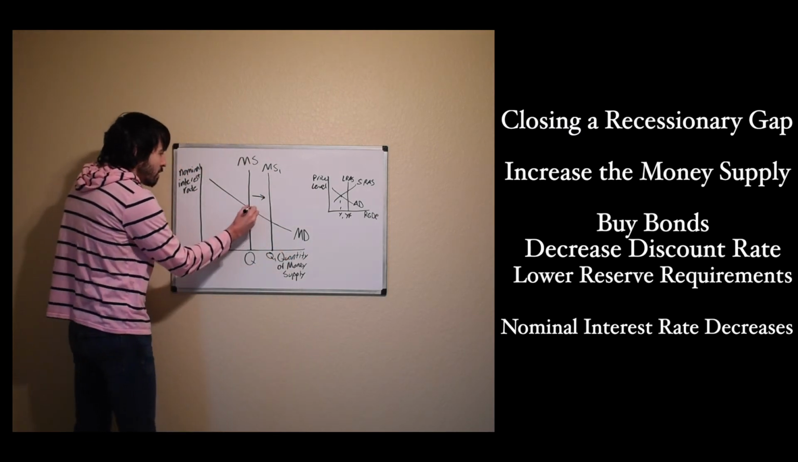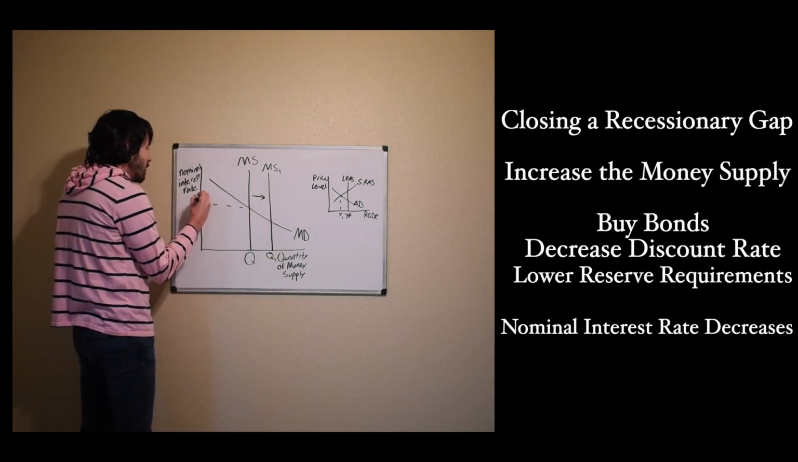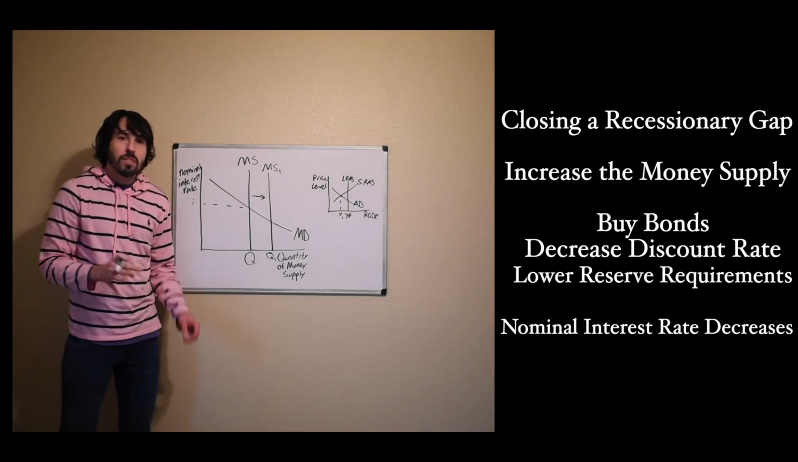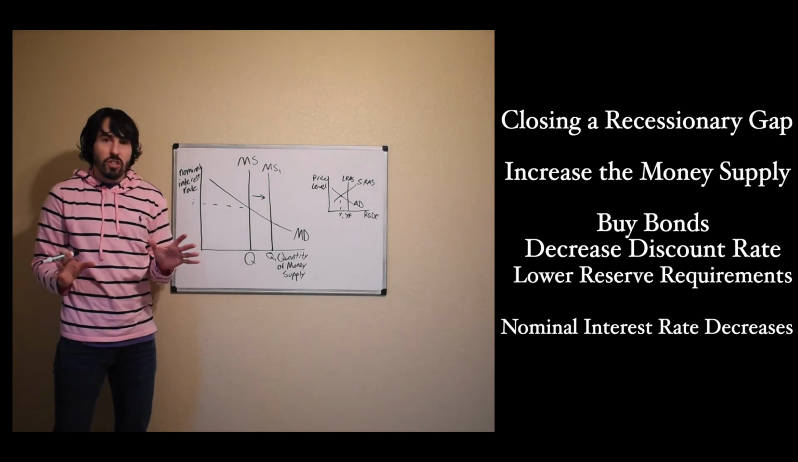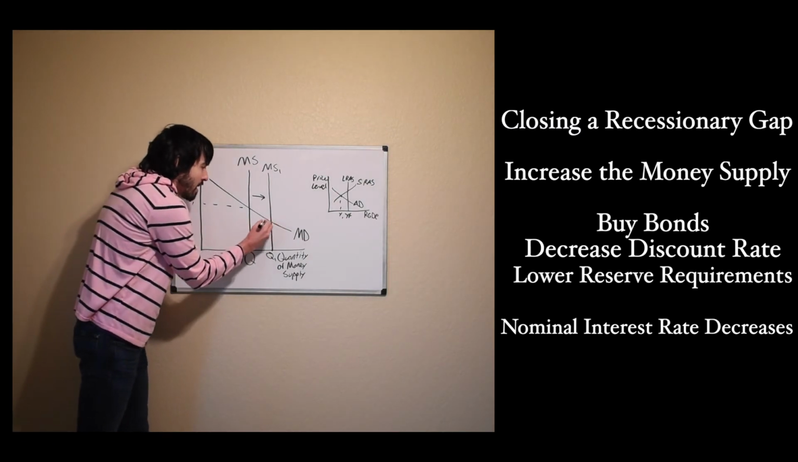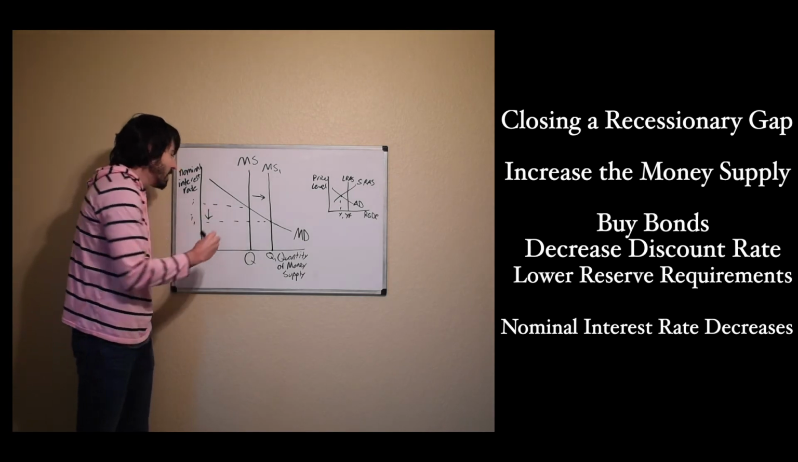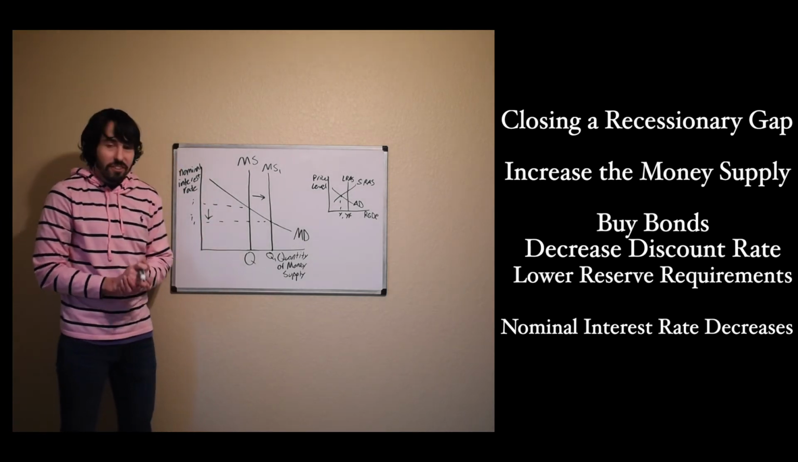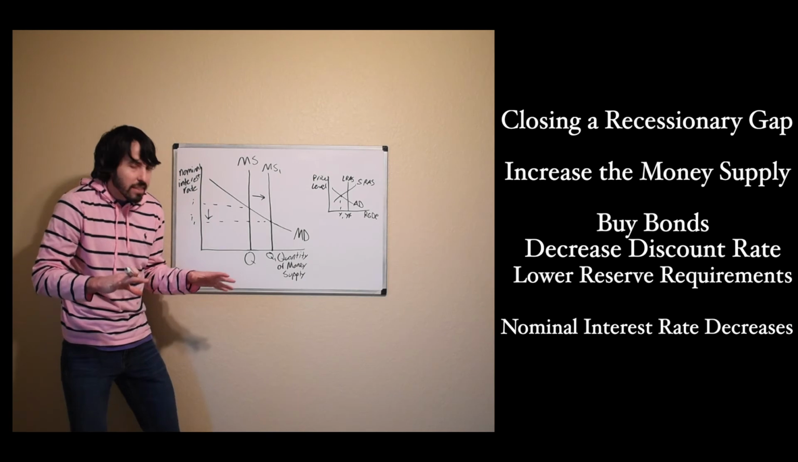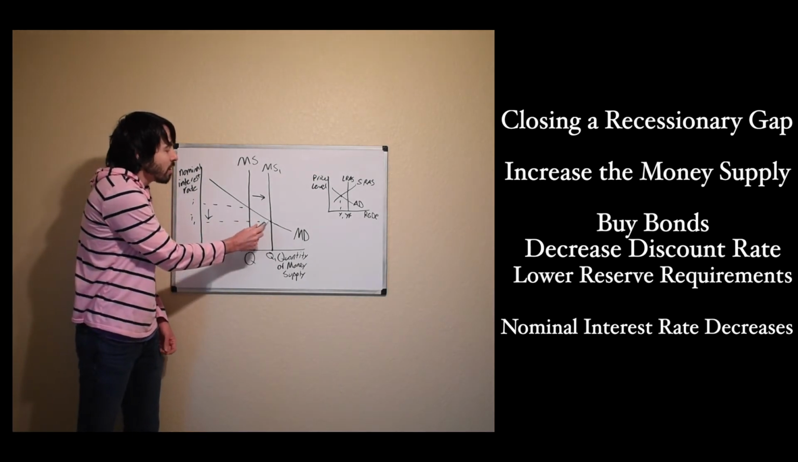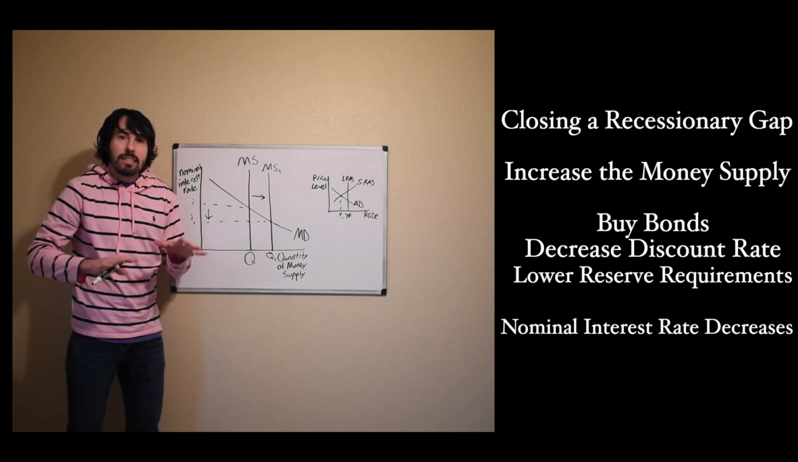There's more money available. Oops, I forgot to label this. This is a lowercase i because this is the nominal interest rate. We already used capital I for the real interest rate. Next, we have a new lowercase i for the nominal interest rate. Our nominal interest rate is decreased. And so because of that, the opportunity cost of spending money has decreased.